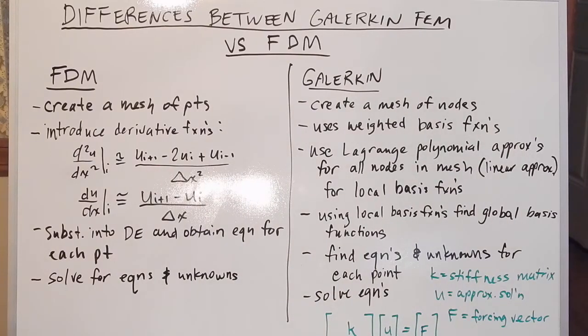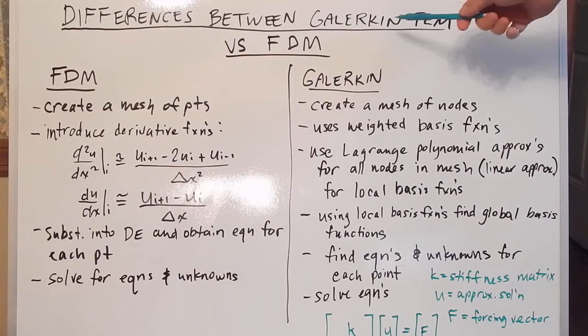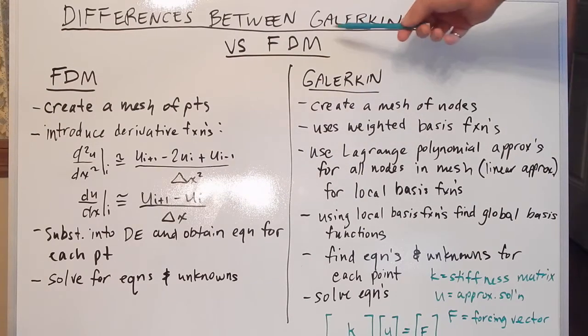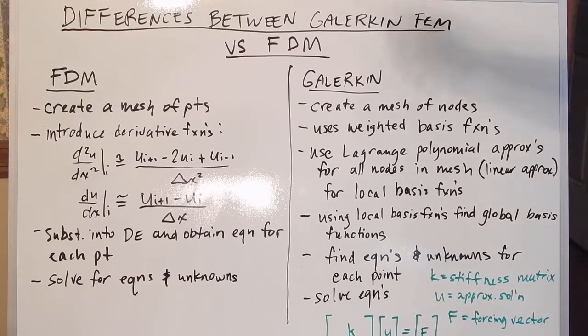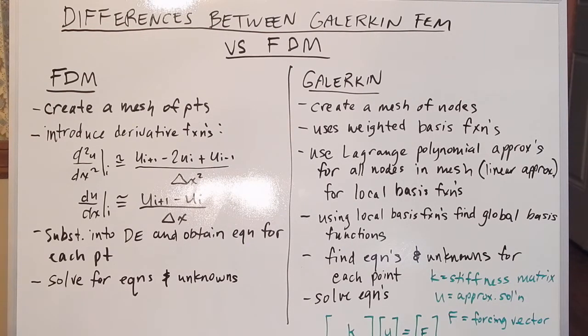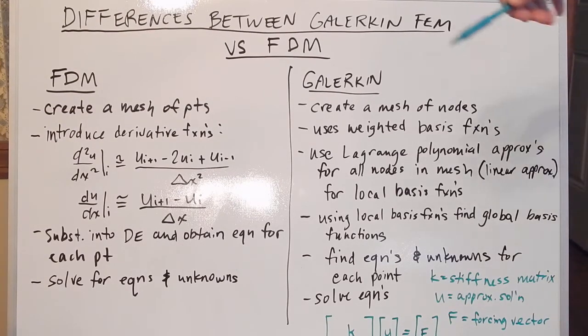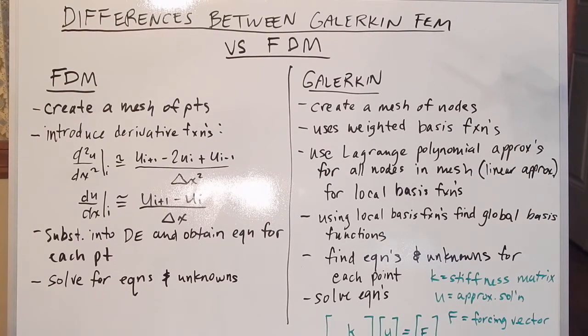This is my third movie discussing differences between the Galerkin finite element method versus the finite difference method. The first thing I'll point out that I didn't write down here is that the finite difference method approximates derivatives with difference equations to solve for differential equations. But the Galerkin method is really a class of methods for converting continuous operator problems to discrete problems.